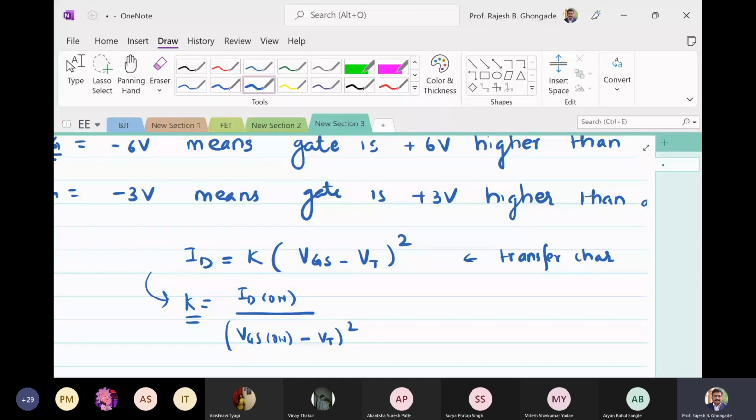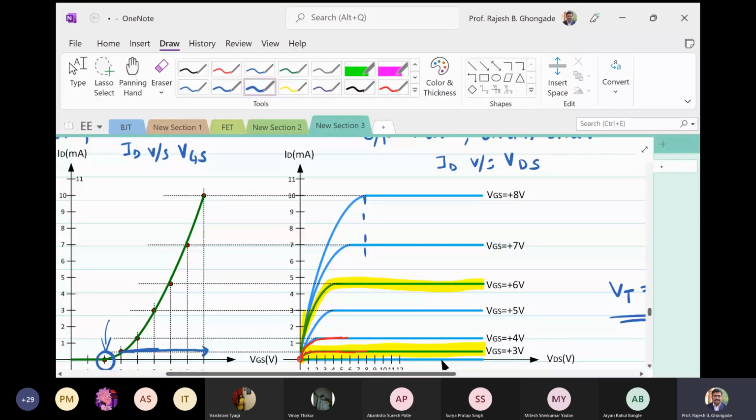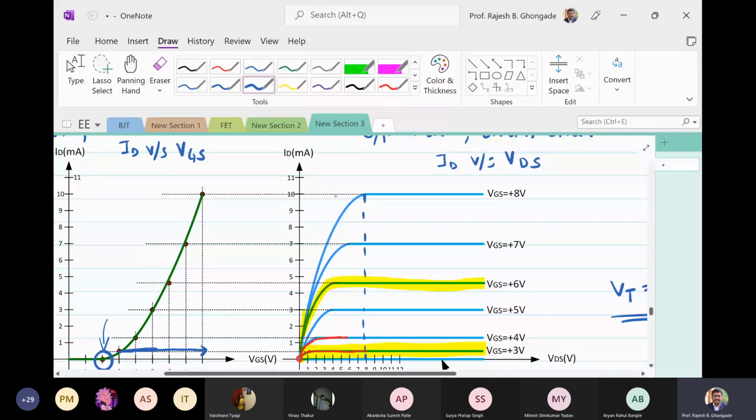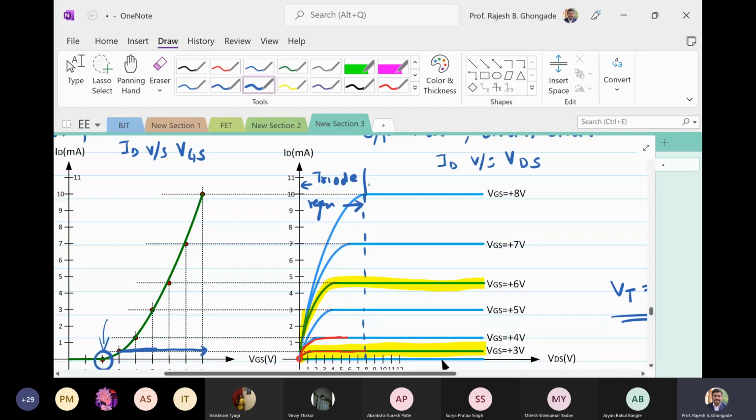So again, there are various different regions in these characteristics. If you look at it here, if I just plot this thing down, for example, for a particular curve, you can say that this is called the triode region. Again, this is called the saturation region.